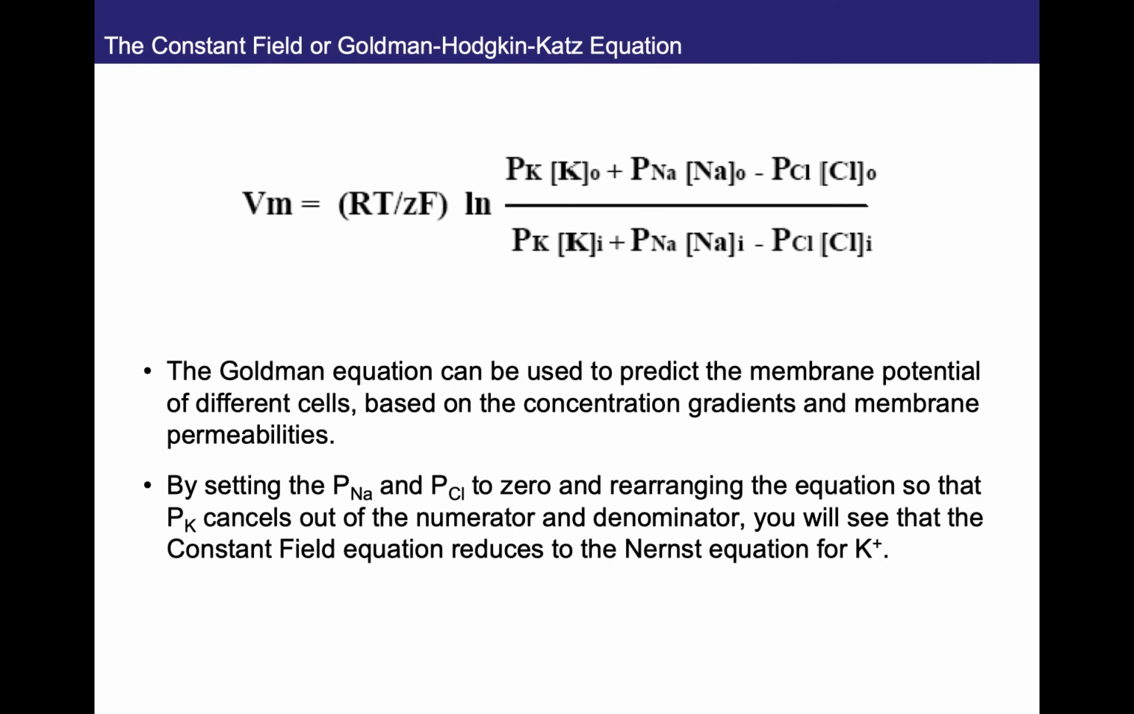All right, so this is the Goldman-Hodgkin-Katz equation. We're going to start off with this one. If I set the permeability for sodium and the permeability for chloride to 0, so the only ion moving across the membrane is potassium, what does this equation look like? If we set sodium and chloride and all the other ions to 0, they're not moving across the membrane at all. Only potassium is moving across the membrane. What does this look like to you?